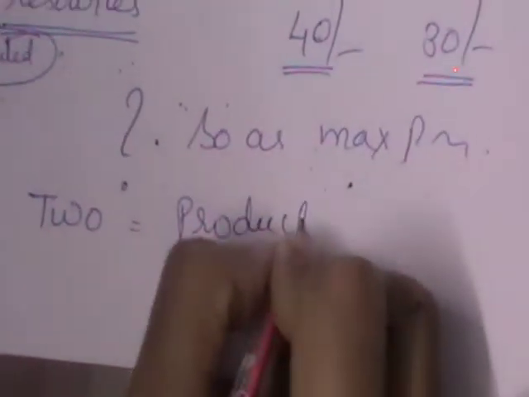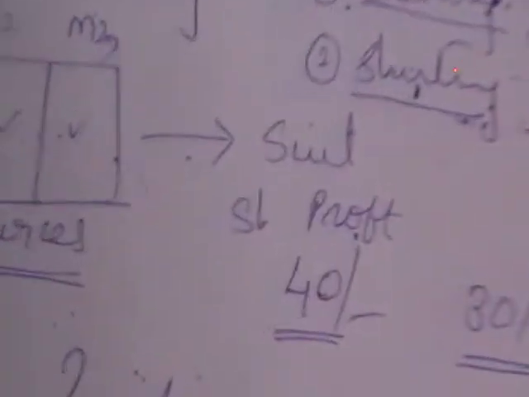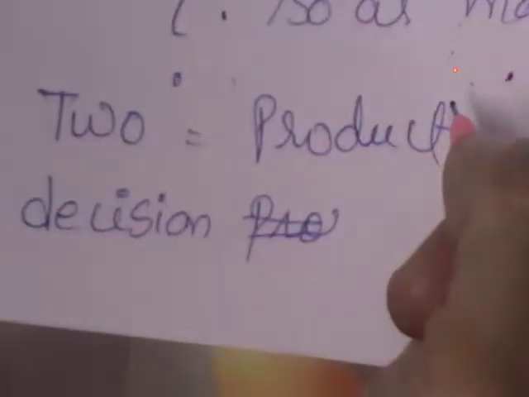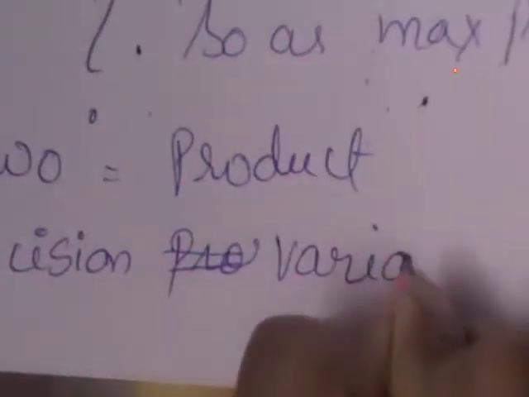So as we are calling this a linear programming problem, you are going to mention variables in it, which are called decision variables. The decision of how many items we should produce is dependent on these variables, which we call decision variables.